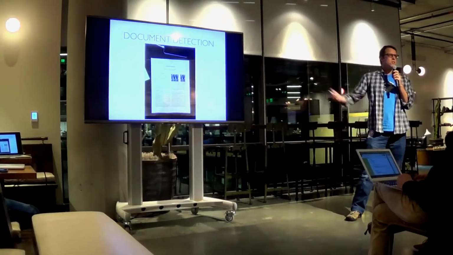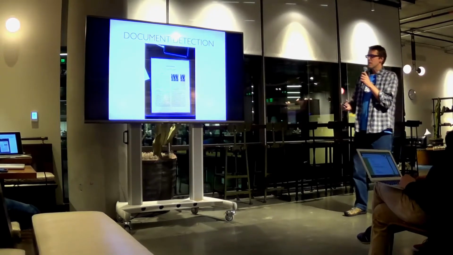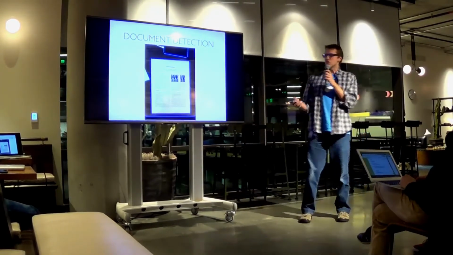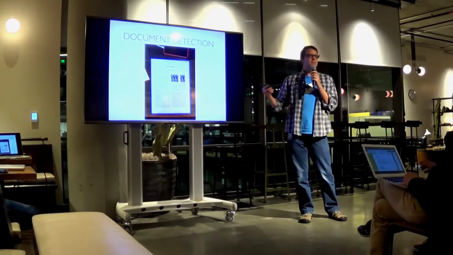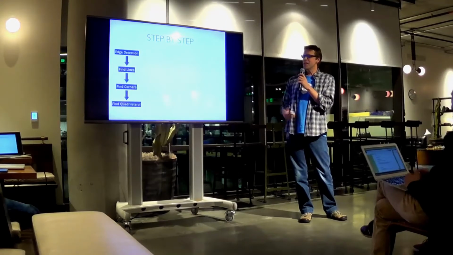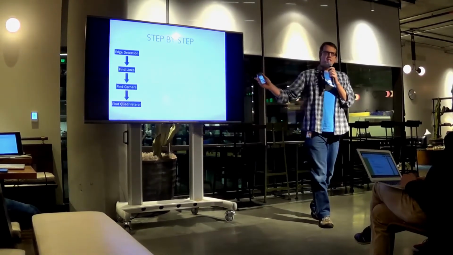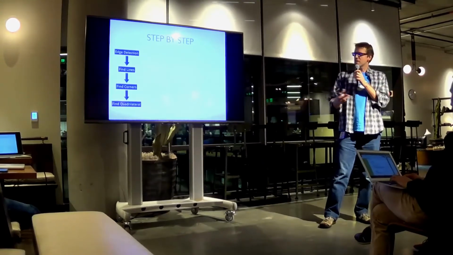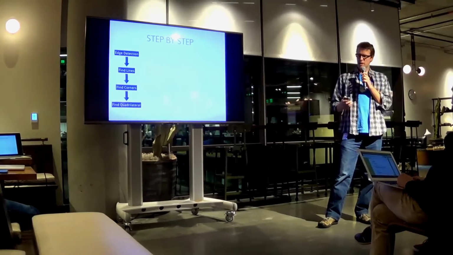Document detection, you get an image in like this. Basically, the detection algorithm is find a bunch of lines in the image, and then choose four of those lines that make a good rectangle, and that's your document. In a little bit more detail, these are the four steps. Edge detection, then finding the lines, finding the corners, and then choosing the final quadrilateral.